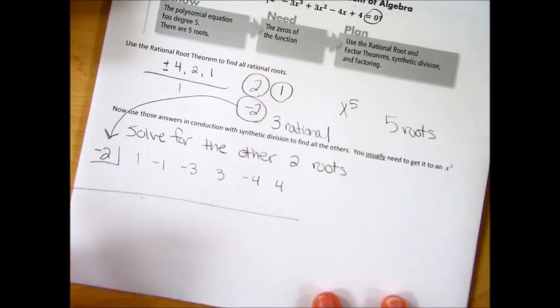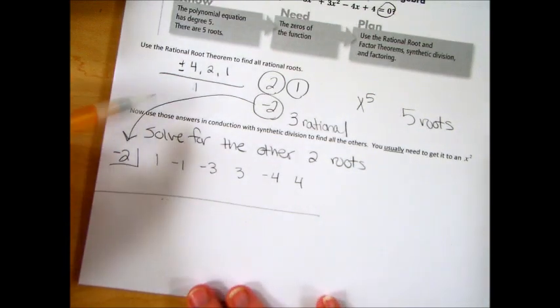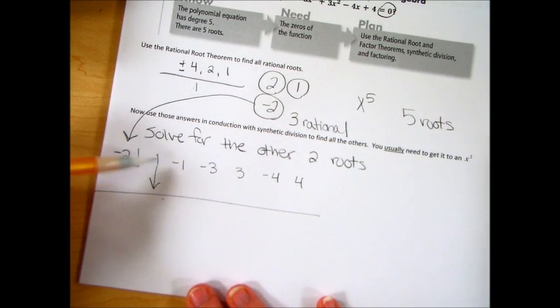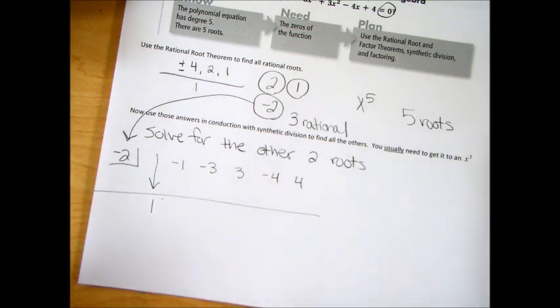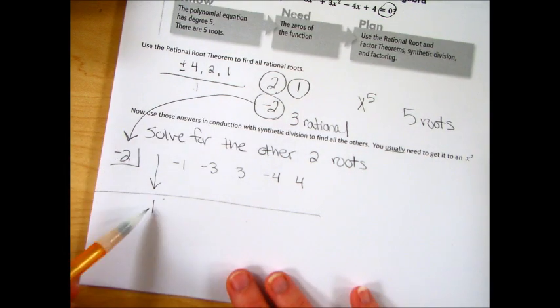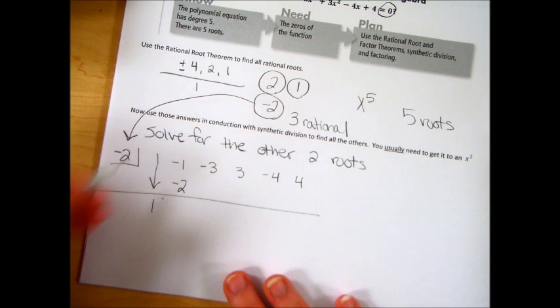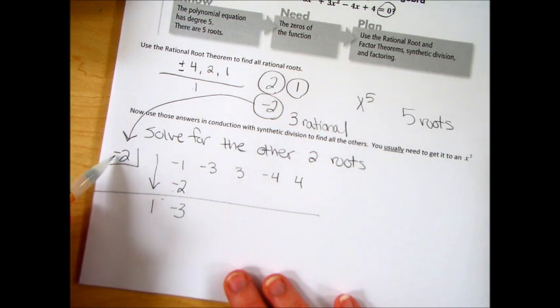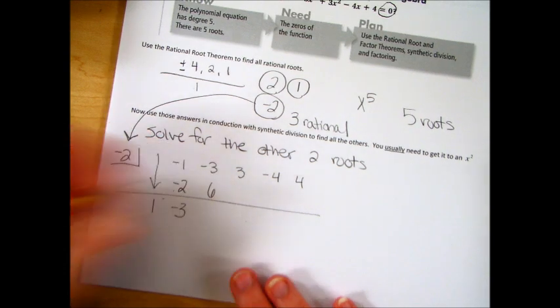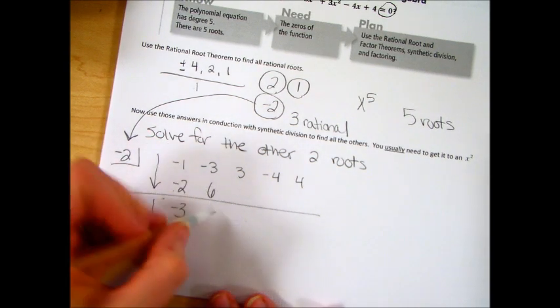So I'm going to drop down. I'm not going to use my calculator. I got this. So you drop down the 1. I love synthetic division. You can do long division if you feel like being miserable. Negative 2 times 1 is negative 2. Negative 1 and negative 2 makes negative 3. Multiply negative 2 by negative 3, positive 6. Add negative 3 and 6 and get 3.